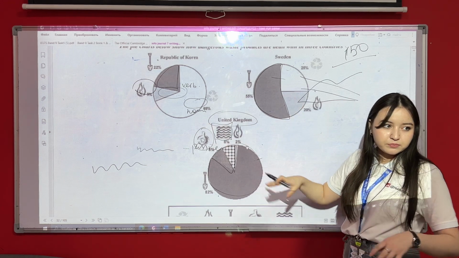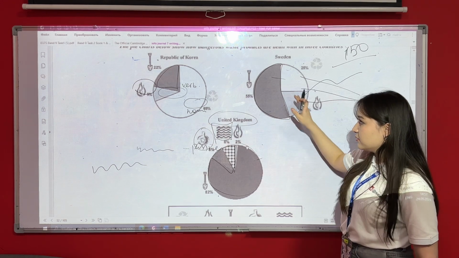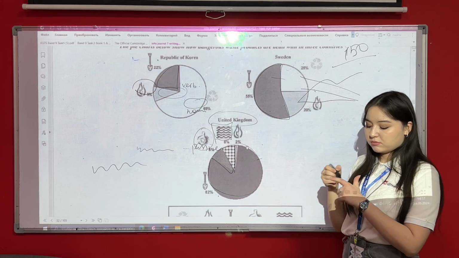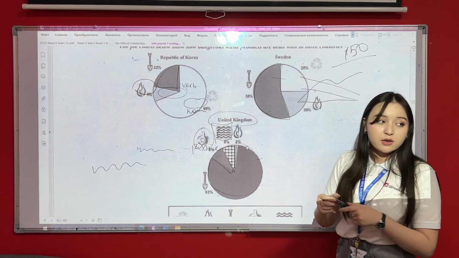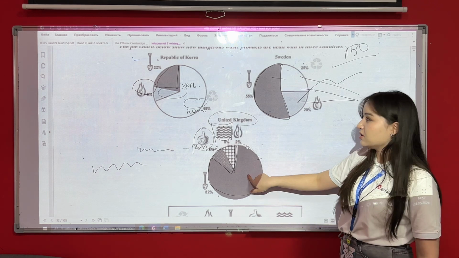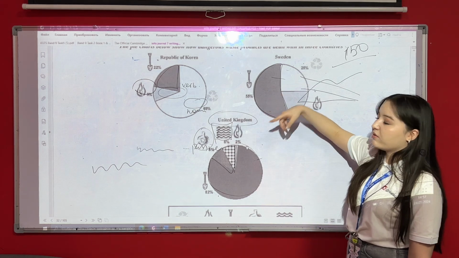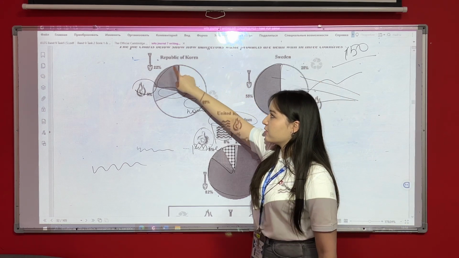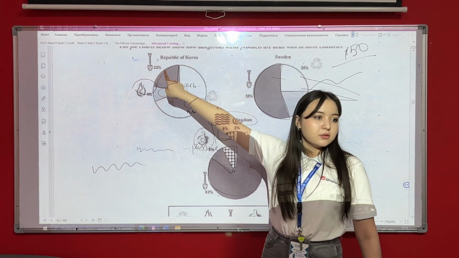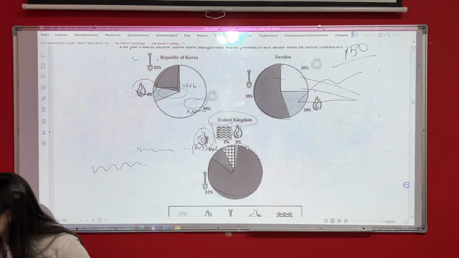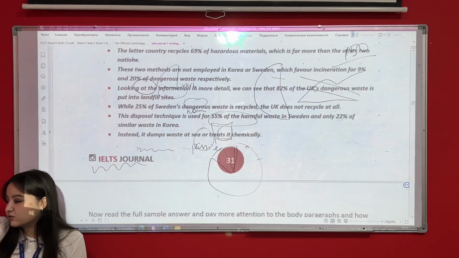About the water. Yeah. Very good. And about this one, the biggest percentage of what? About burying. Yes, about sending to the underground is in United Kingdom, whereas Sweden, but there's only about 55%, and Republic of Korea only 22%. Yes. Okay, let's read about the model answer here.